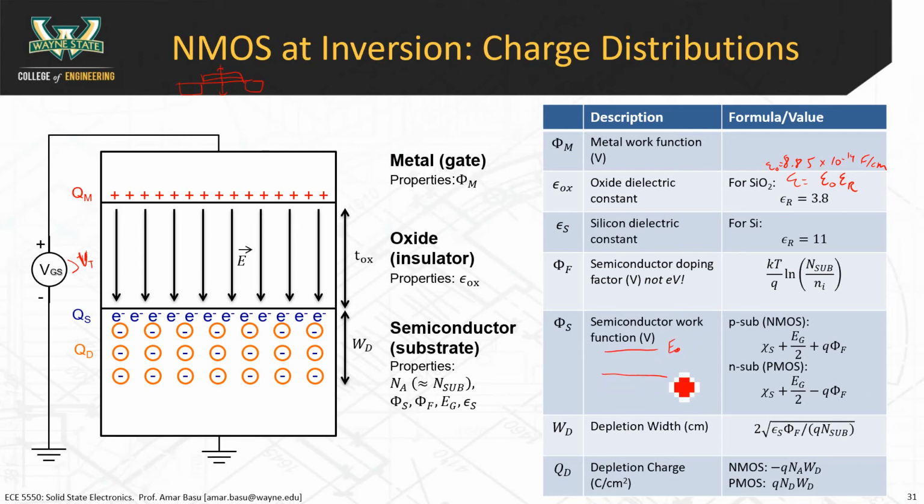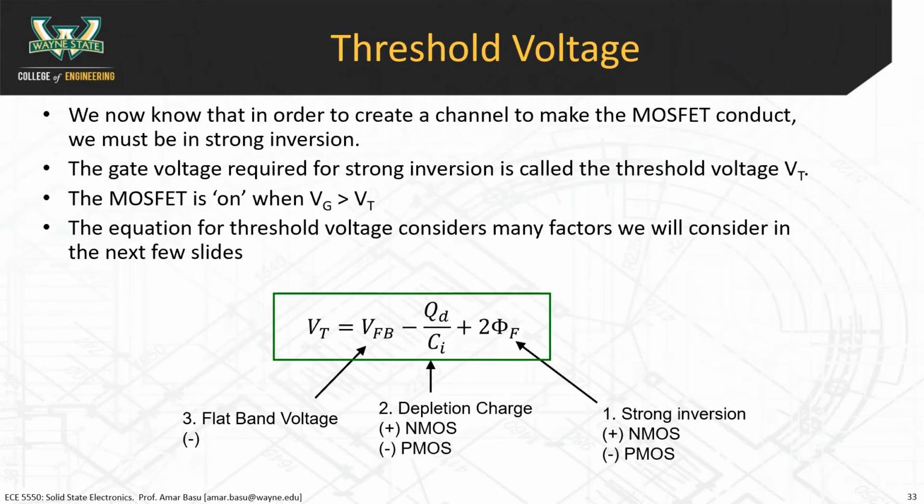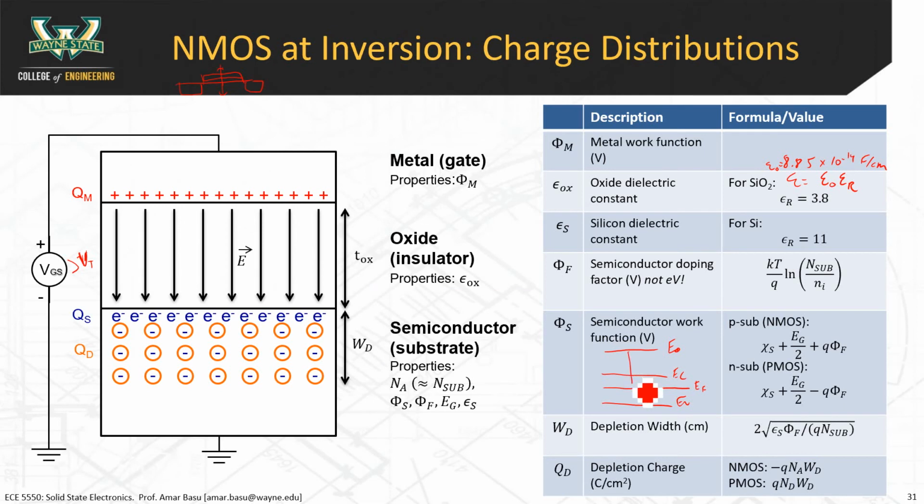E0, and you have EC, EV, and then your Fermi level, depending on whether it's N-type or P-type. This is the semiconductor work function. Okay, and that can be calculated according to these formulas, where X sub S is the electron affinity, Eg over 2, that's the band gap over 2, and then plus or minus q phi F, which is what you calculated here. The plus or minus depends on whether you're an NMOS device or PMOS device.